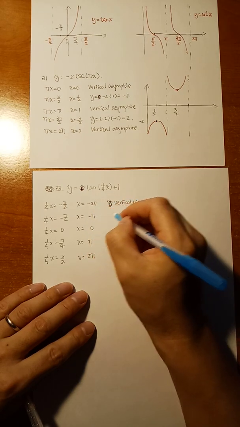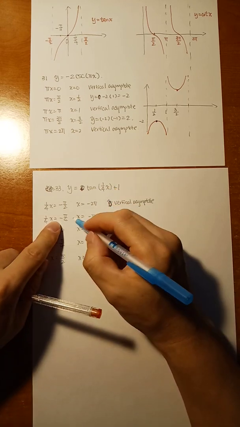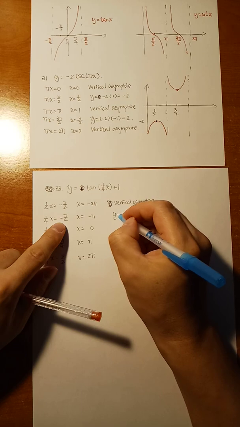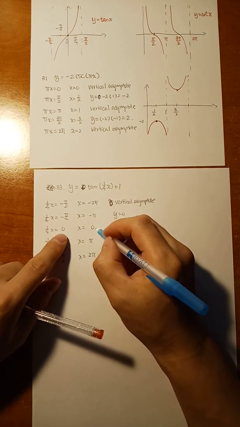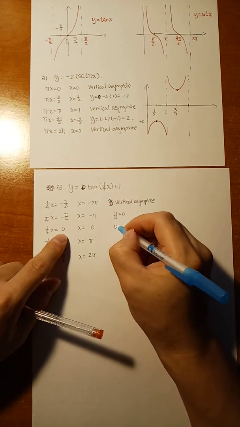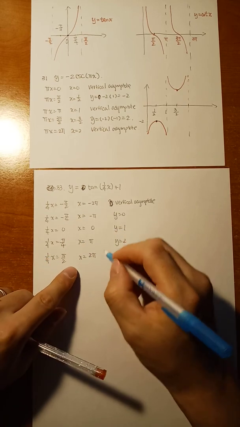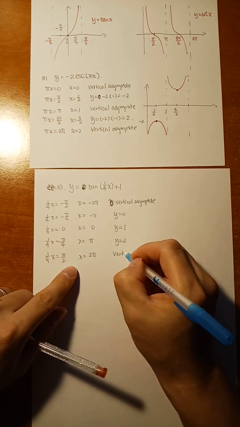And here, tangent of negative half of 4 is negative 1, plus 1 is 0. y is equal to 0. And at 0, tangent 0 is 0, plus 1 is 1. And here y is equal to 2. And here's the vertical asymptote.